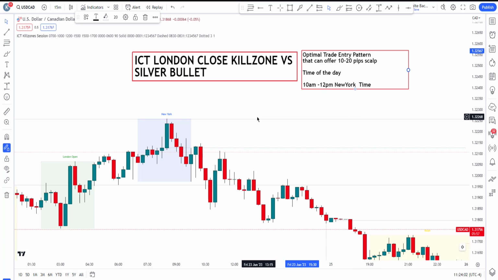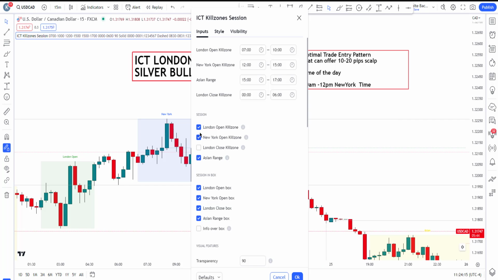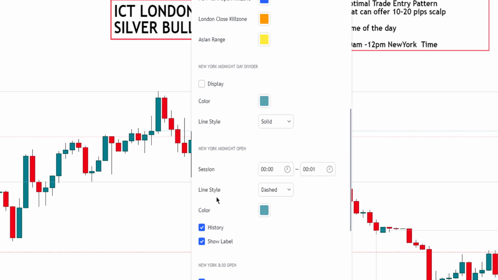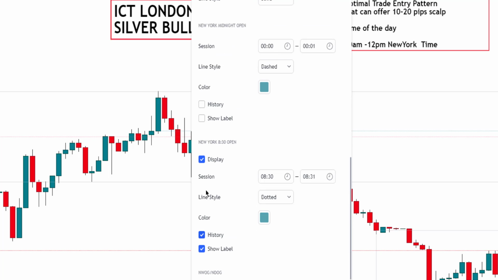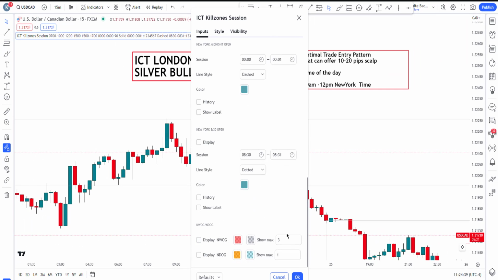Now, this is the first thing you need to know. Once you get that indicator, head over to the indicator, click on settings, and then take out London open Killzone and New York, and enable London close Killzone. You can see that we have four of them that were taught by ICT himself. You can also take out the London open box, leave only the London close box, and take out every single thing here. We just want to delineate that exact time of the day without any confusion.